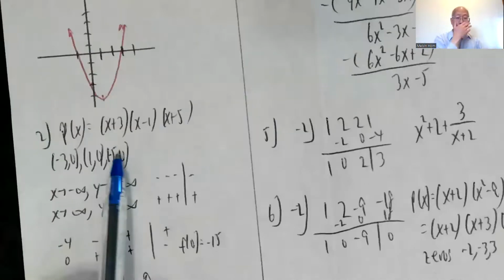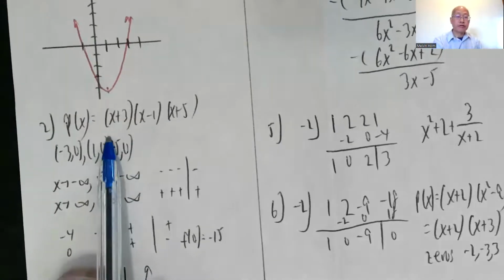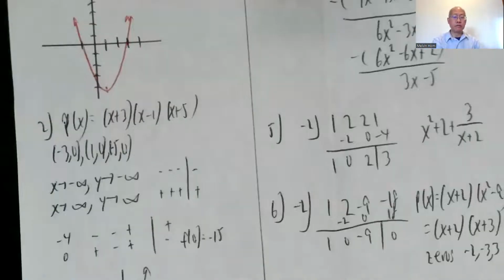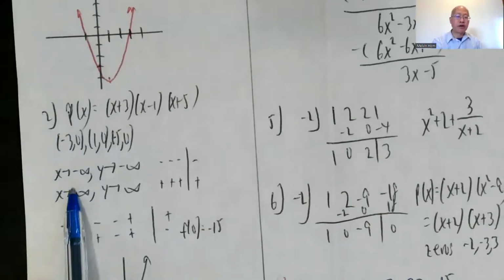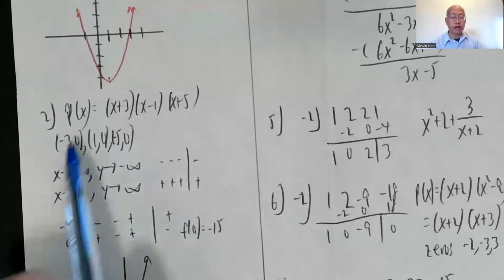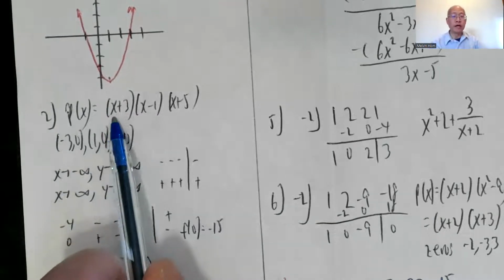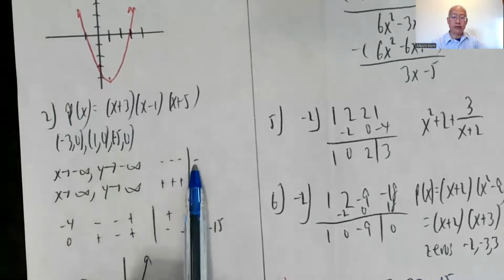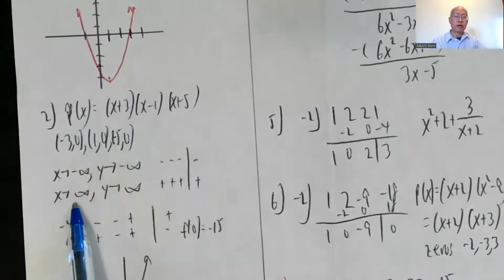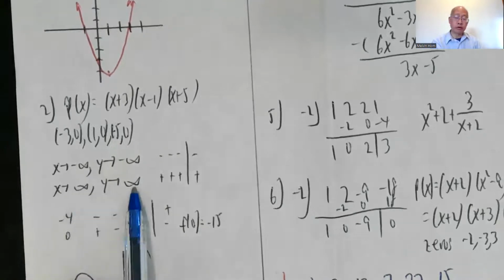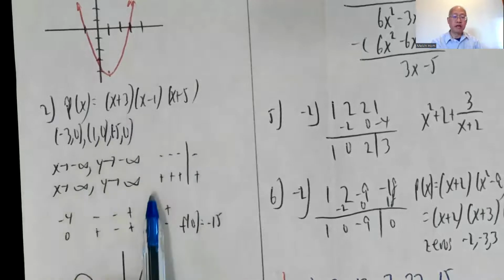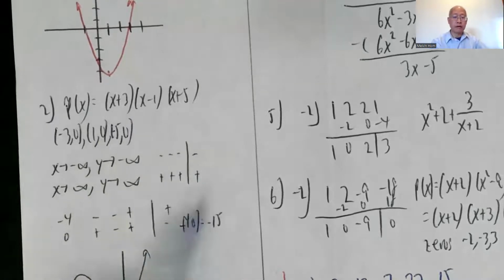Okay, number 2. My zeros are at negative 3, 1, and negative 5. So (-3, 0), (1, 0), (-5, 0). When x goes to negative infinity, y goes to negative infinity. We plug in a super big negative, negative a million. That's a negative times a negative times a negative. Negative times negative is positive, then times a negative is negative. If I plug in a super big positive, x approaches infinity, y approaches infinity. If I plug in a million, that's positive, positive, positive. Three positives multiplied together give me a positive.